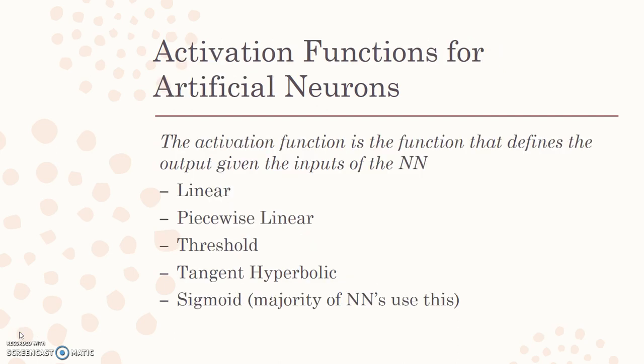So an activation function for artificial neurons. The activation function is a function that defines an output given the inputs of the neural network. So they can either be a linear activation function, a piecewise linear activation function, a threshold activation function, a tangent hyperbolic, or a sigmoidal, which is a majority of the neural networks that we use this for.